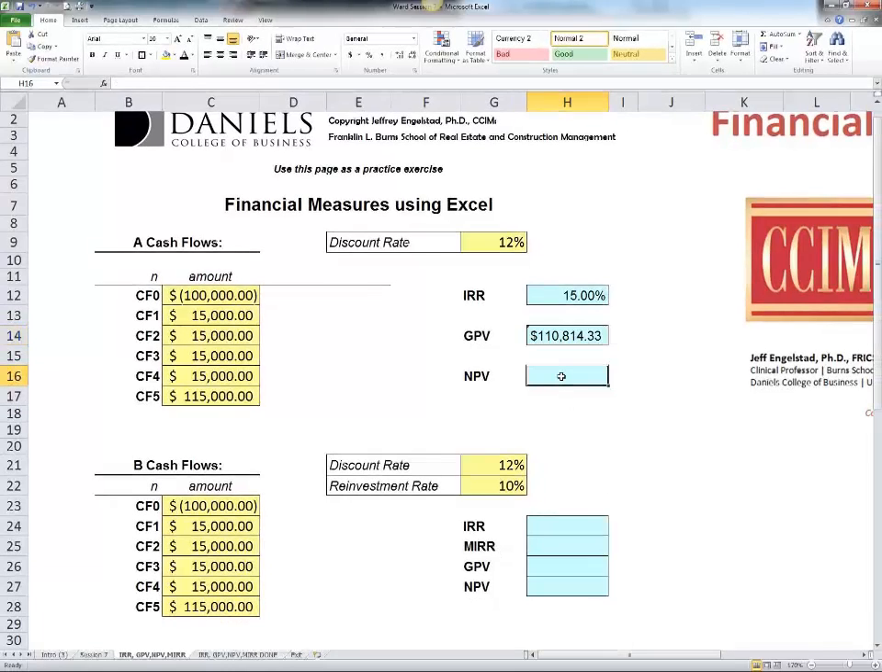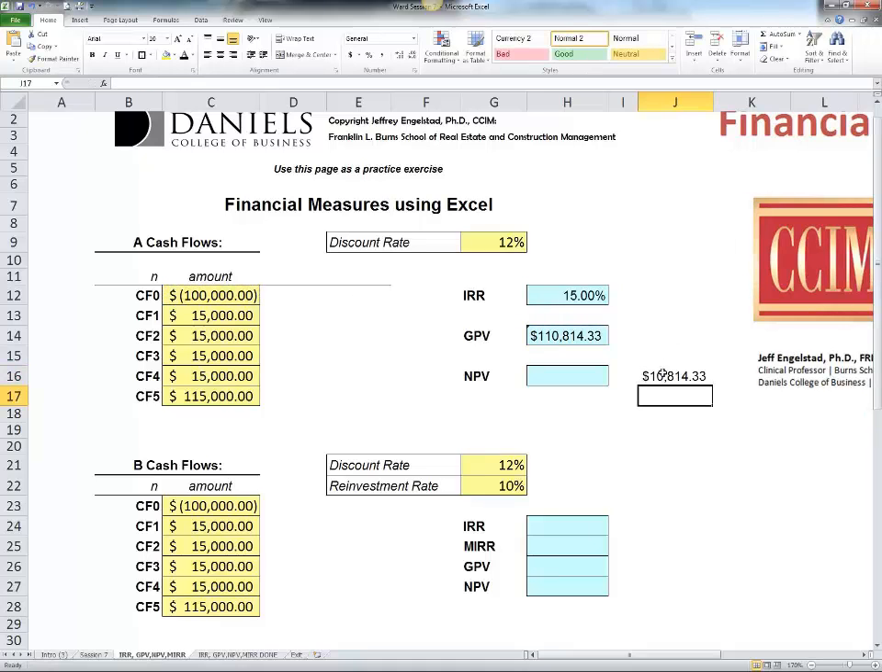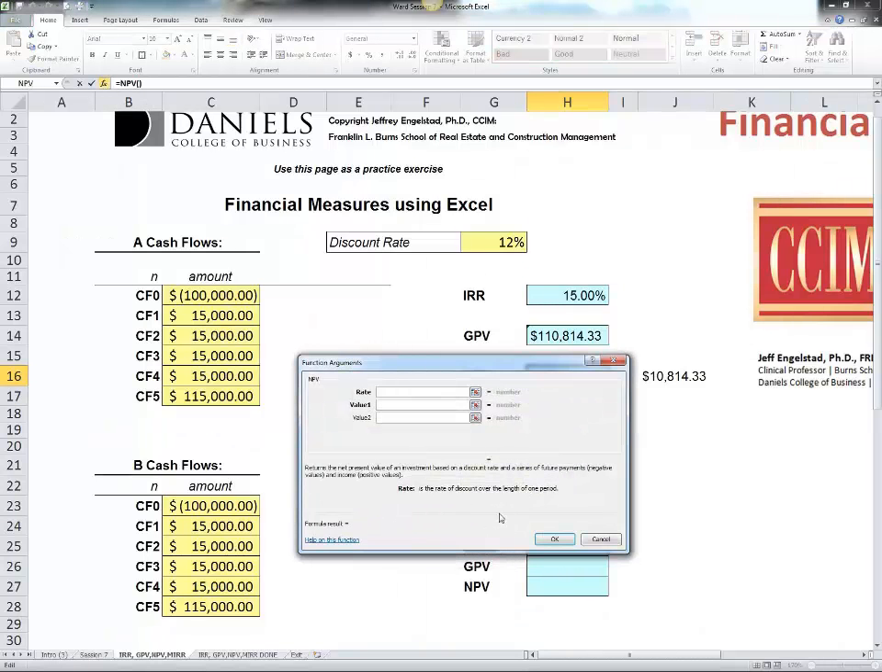Therefore, we already know what the net present value is going to be. I could go right over here and say the net present value is going to equal the total value of the cash flows minus the cost of the cash flows. So it's the difference between value and cost, or $10,814.33.